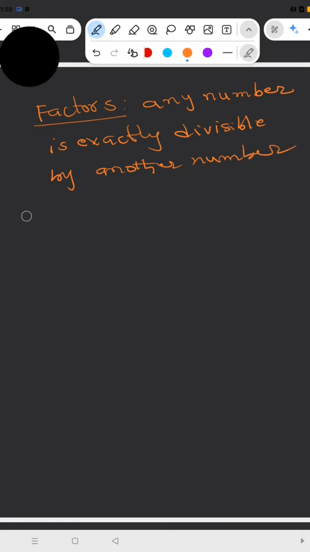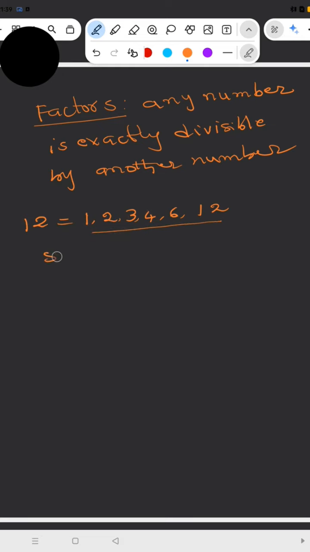For example, 12. If you take 12, 12 is divisible by the 1 table, 2, 3, 4, 6 and 12 tables. So 12 is divisible by the 1 table, 2 table, 3 table, 4 table, 6 table, 12 table. These numbers we call factors.